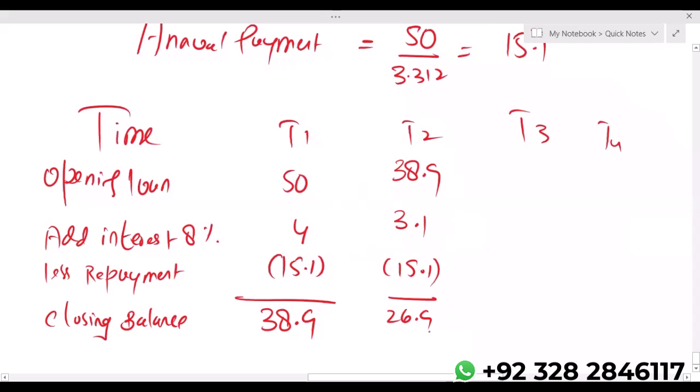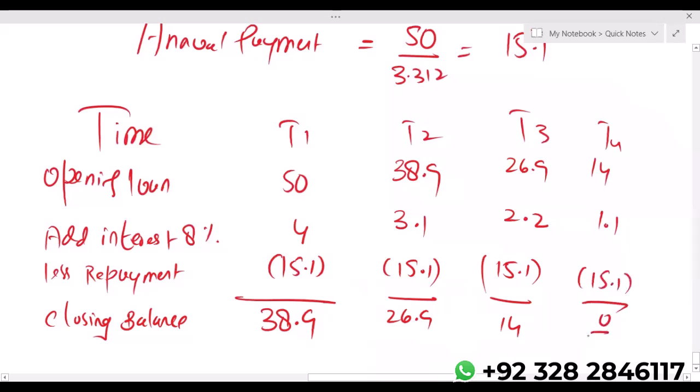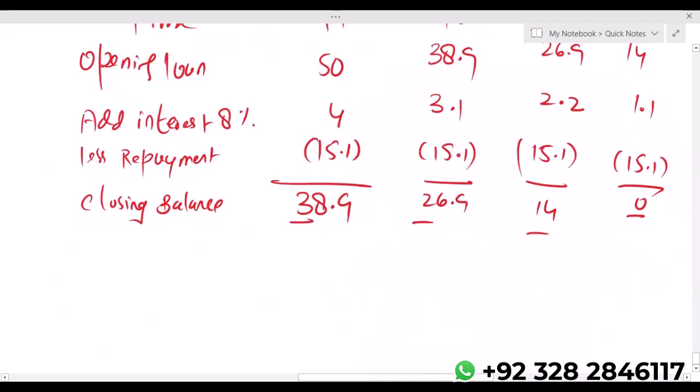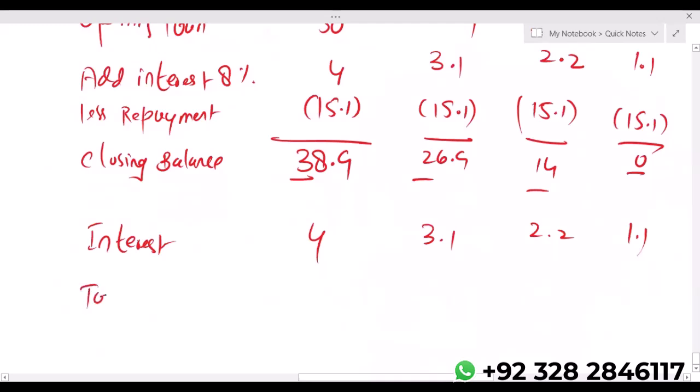So closing T2 becomes opening T3. 26.9, 8% of 26.9 is 2.2. With a little bit of rounding off against the repayment of 15.1, we are getting 14. Then 8% of 14, again with a little bit of rounding off so that there shouldn't be any problem at all. So interest we have calculated: 4, 3.1, 2.2, and 1.1. Tax rate, we know that, 20%.